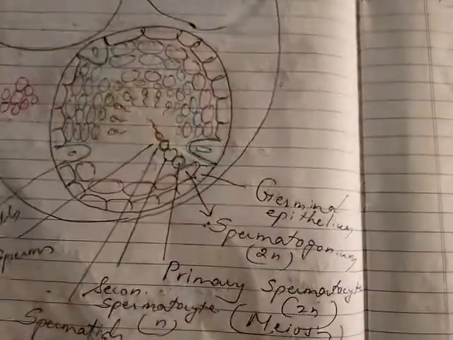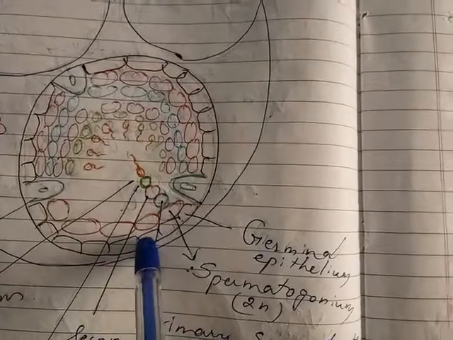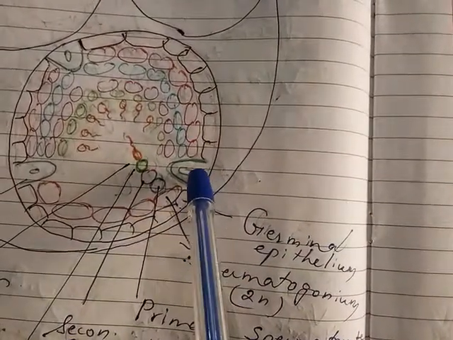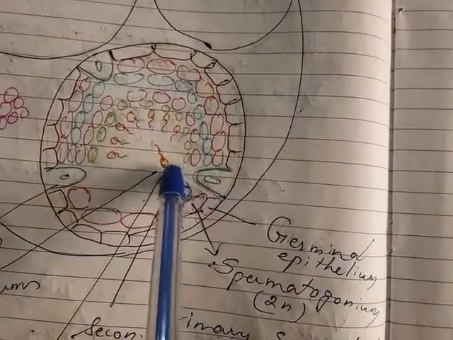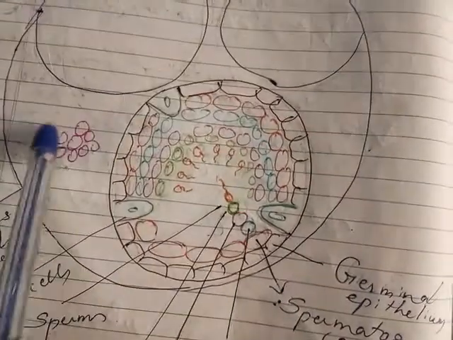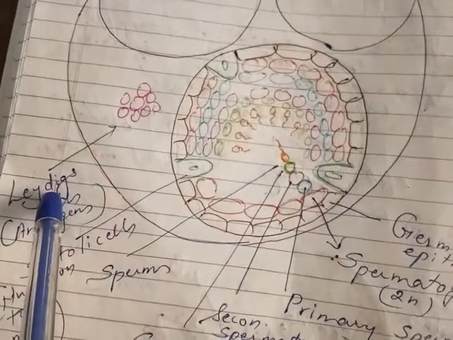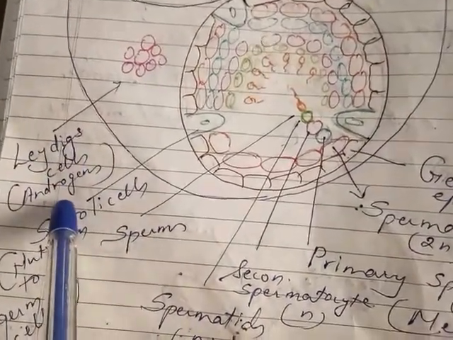So here in the TS of seminiferous tubule, you can see that two types of cells are present, that is germ cell or spermatogonia and Sertoli cell, and this spermatogonia will undergo meiotic division to produce the sperm. Outside the seminiferous tubule, a group of cells are present which are called Leydig cell or interstitial cell, which will be producing the hormone called androgens.